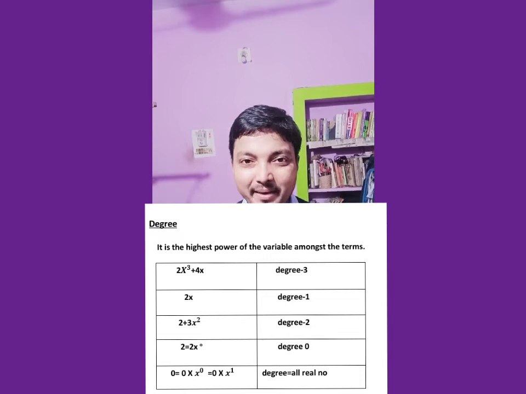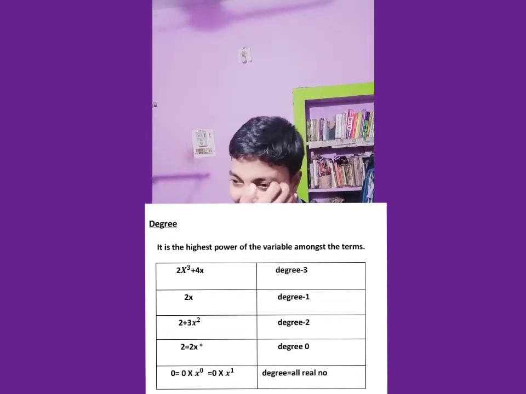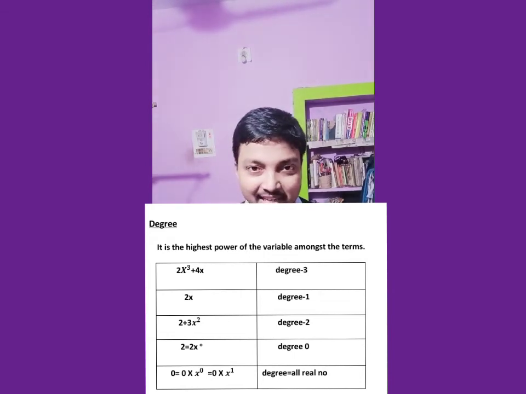Then after, we will discuss the degree. What do you mean by degree? One example I am showing, one of the polynomials, is 2x cube plus 4x. Here in the algebraic expression, the first term, 2x cube, has power 3, and the other one is 4x, which has power 1. So the highest power is 3, so the degree is 3.